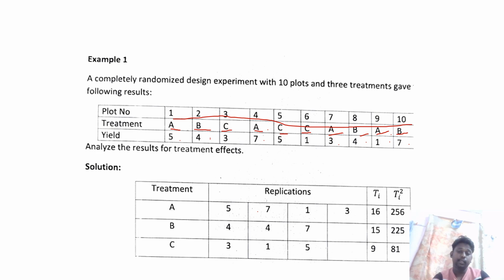TA is the sum of the replications, the yields: 5 plus 7 plus 1 plus 3 is equal to 16. Adding these four values gives 16, adding these three values gives 15, and adding these three values gives 9. These are known as Ti, the treatment totals.